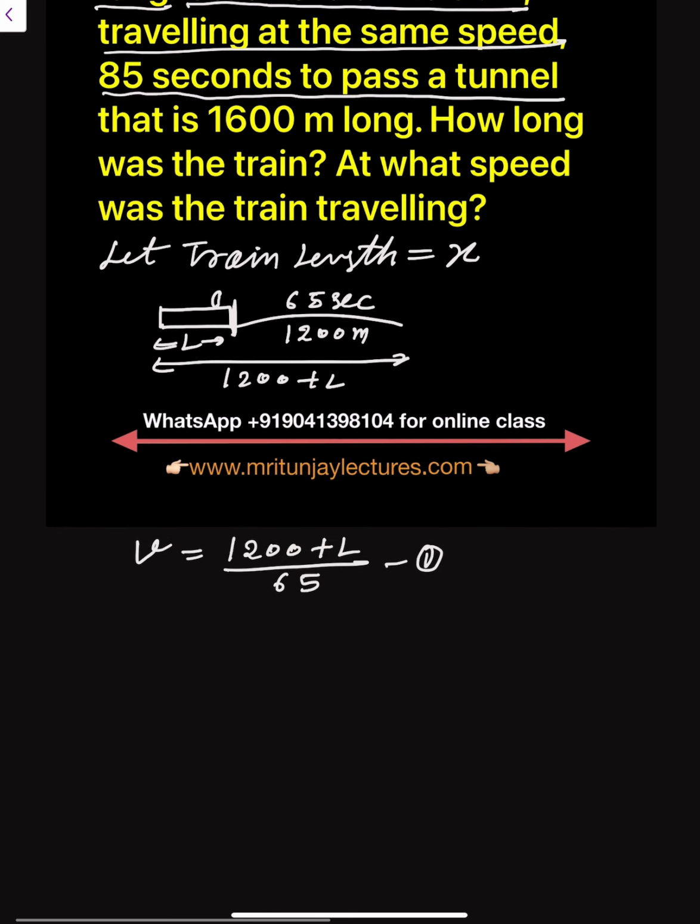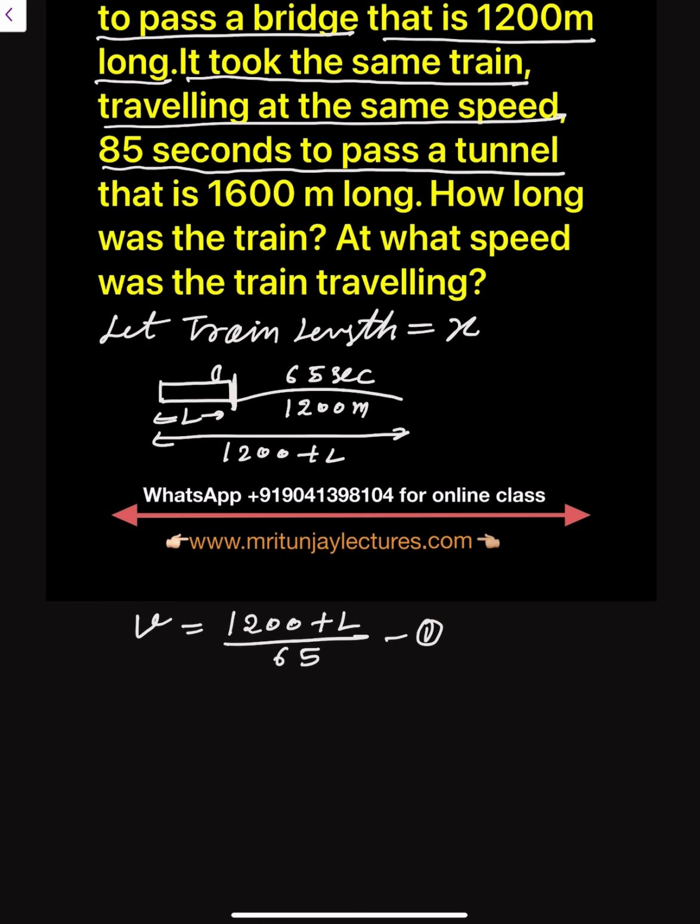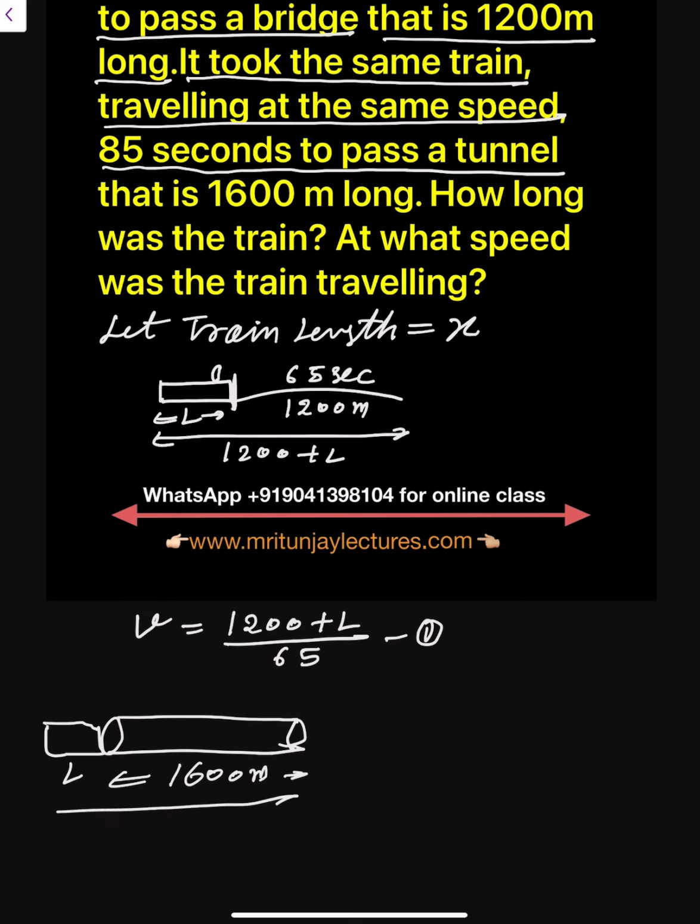Okay, so the tunnel is basically this one. Okay, like that one, and here is our train, like that one, here capital L is the train, and that tunnel is how much? 1600 meters. Okay, so total length, total distance is how much? L plus 1600 meters. How many seconds does it take? 85 seconds.